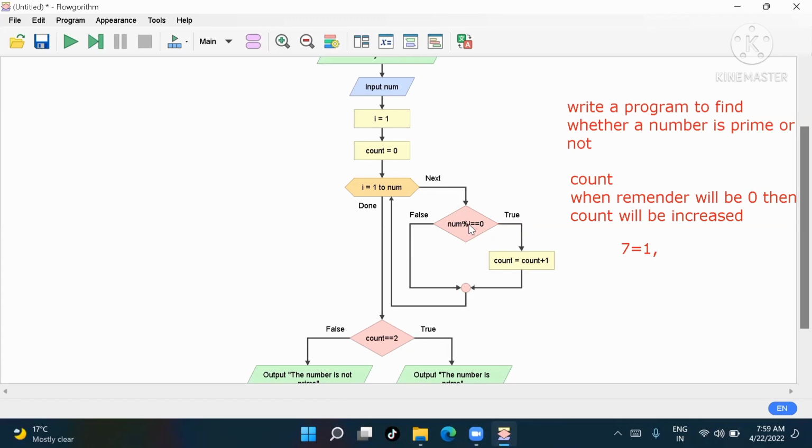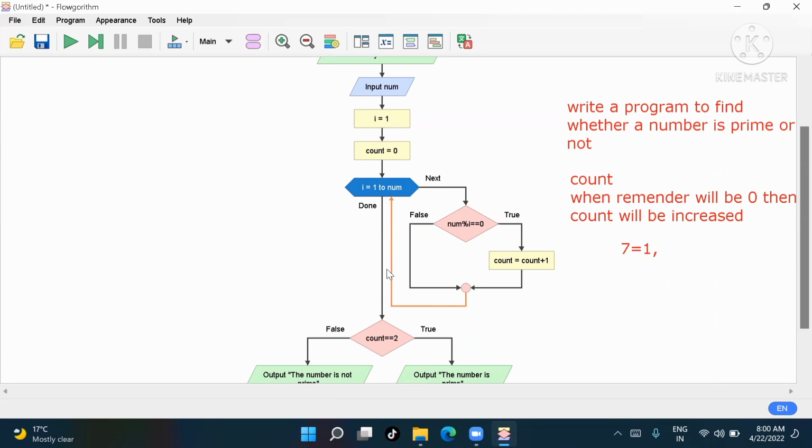I'll take one example of 3. Is 3 prime or not? The number is 3, and I have to assign i from 1 to 3. Num is 3, 3 mod 1 equal to 0. It will be yes, 3 ones are 3. The remainder will be 0, then count will be 0 plus 1, 1. Right. Then again it will go here and take 2, meaning i is 1 and it will increase by 1, so 2. It will check 3 mod 2, it will not be 0, then it will go to the false side.